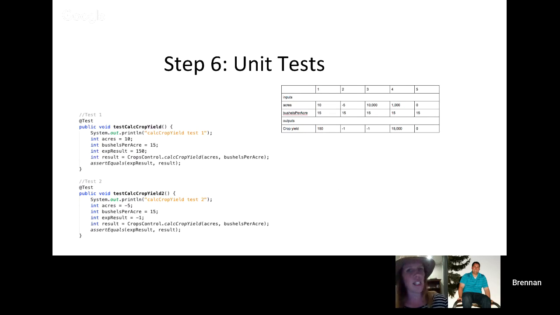Step 6 is to run the unit test cases to make sure our code was working. I have here 2 of the 5 just to show you that we took our test matrix variables and put them in place for the testing. We had our acres, which is 10, and our bushels per acre is 15, and our expected result, the crop yield, would be 150. We were able to test those, and they came through as a pass. Next slide.